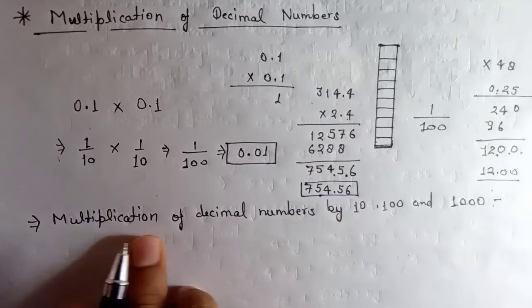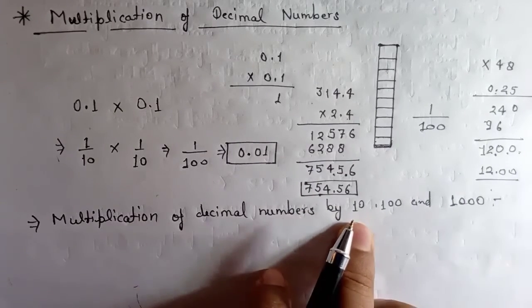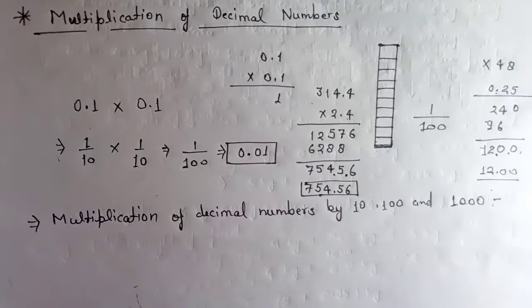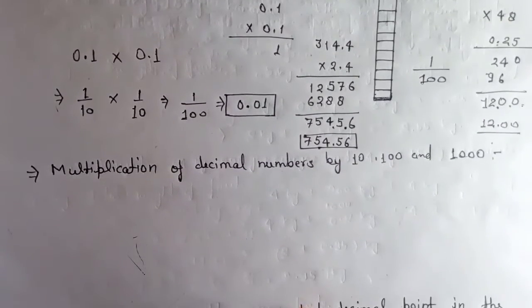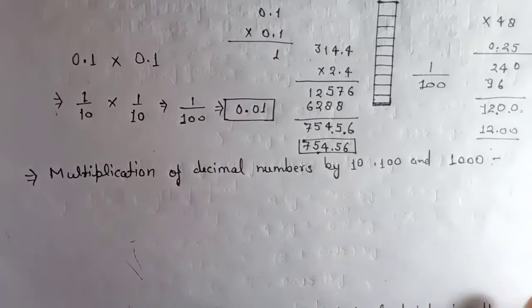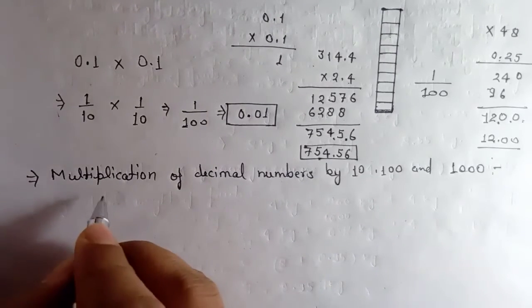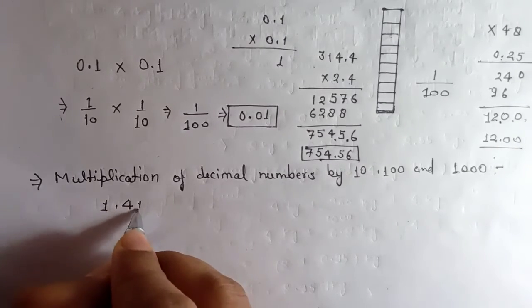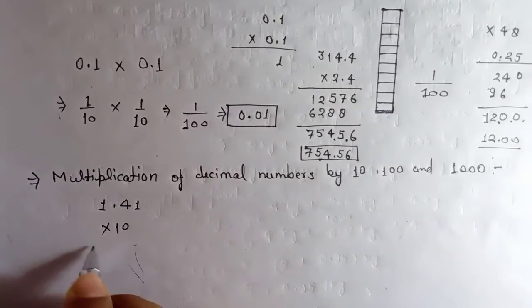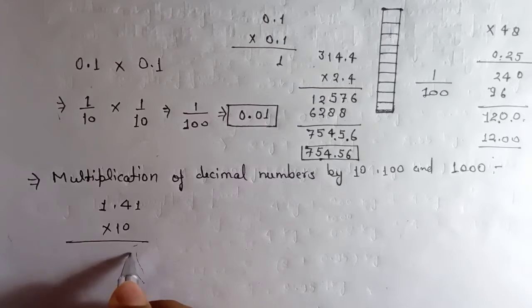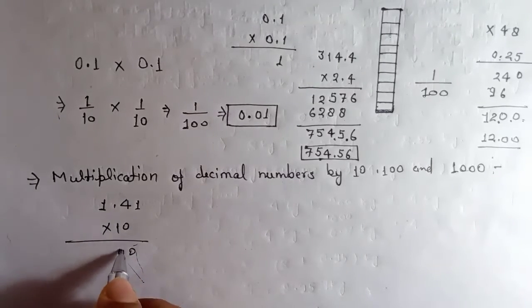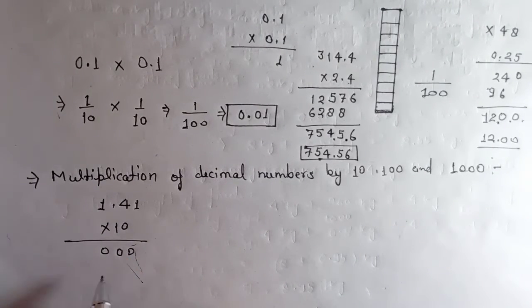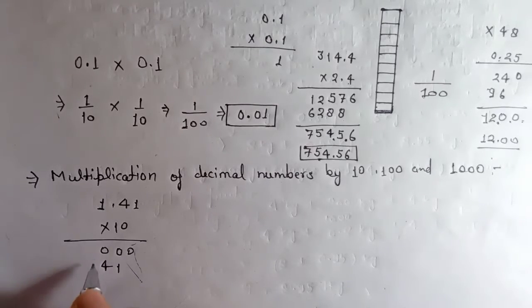Now it is multiplication of decimal numbers by 10, 100 and 1000. So let's check what may happen when we multiply a number by 10. Consider the number 1.41 multiplied by 10. Let's check what the answer is. 0 1s are 0, 0 4s are 0, and 0 1s are 0 again. 1 1 is 1, 1 4 is 4, 1 1 is 1.